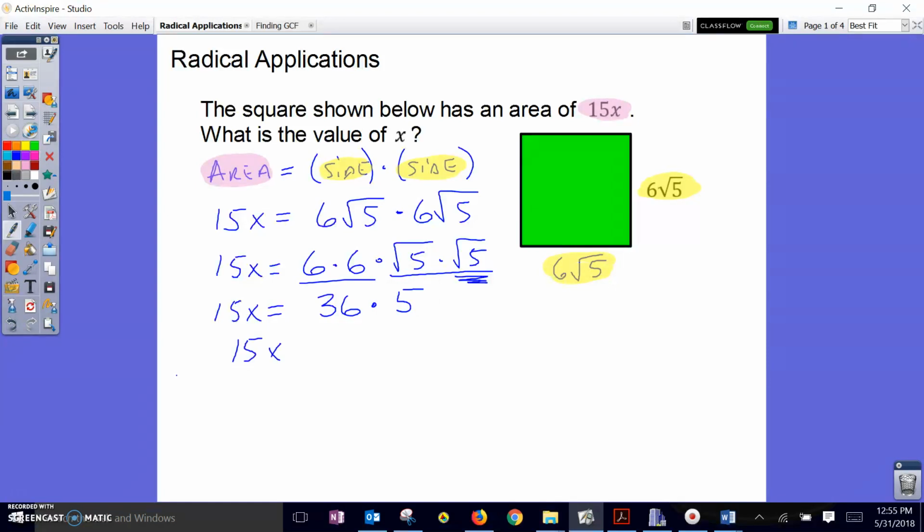And now we're going to go ahead and multiply out the right-hand side. 36 times 5 gives us 180. And we'll divide both sides by 15 to get the value of x. And so x equals 12 in this problem. All right.